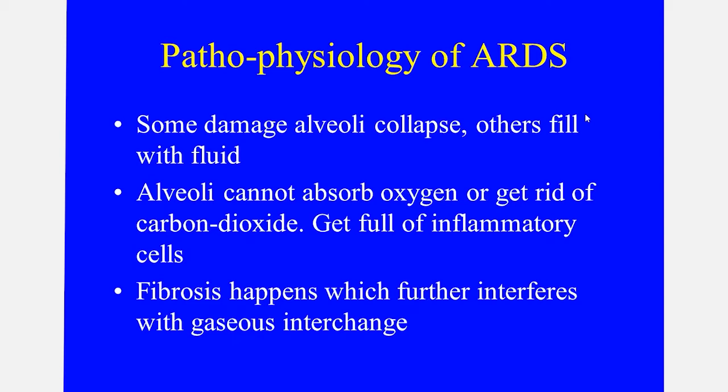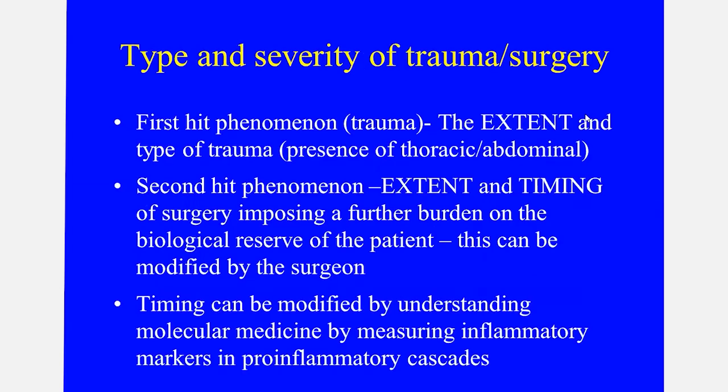The alveoli cannot absorb oxygen or get rid of the carbon dioxide because they are full of inflammatory cells. Gradually, fibrosis happens, which further interferes with gaseous interchange. This has been discussed, and we're going to discuss the models of DCO. The model is a 2-hit model.